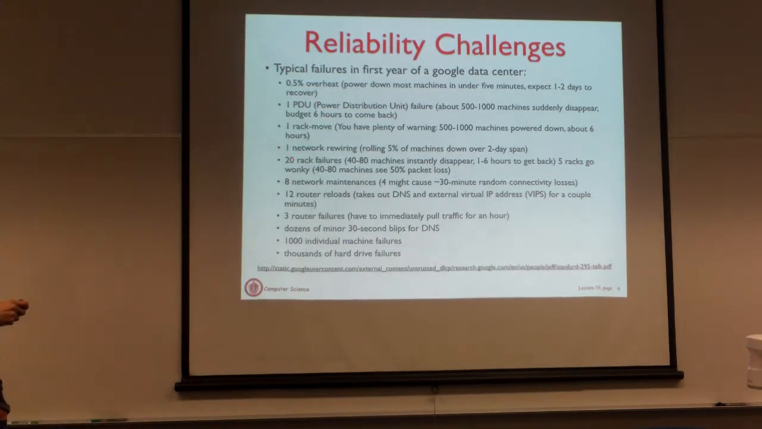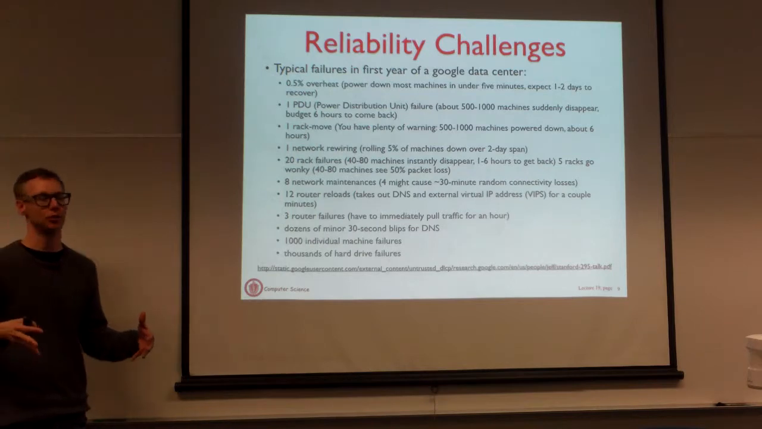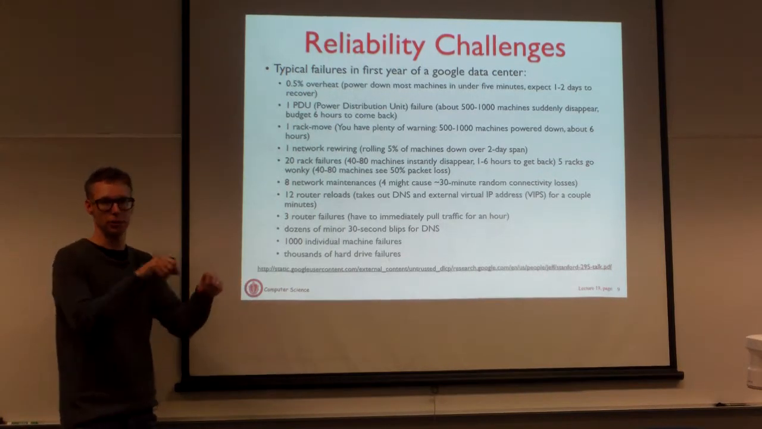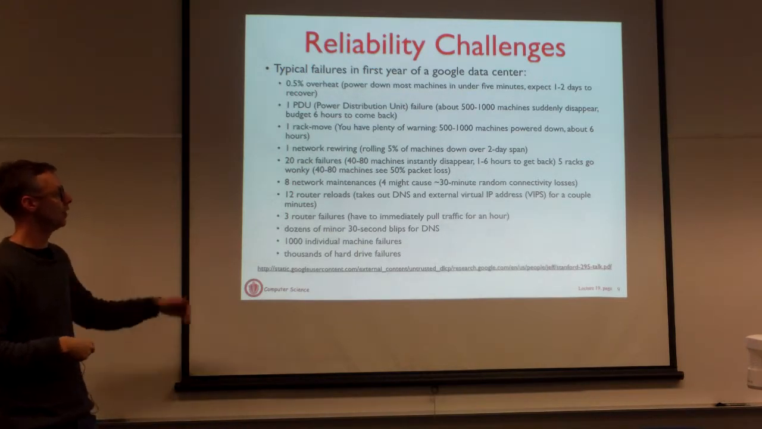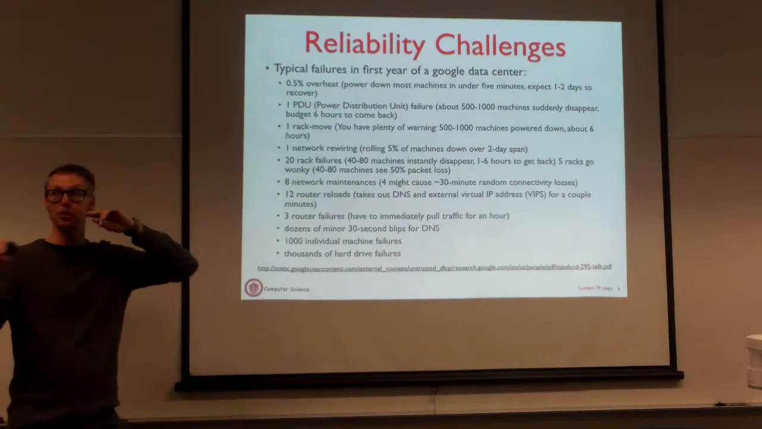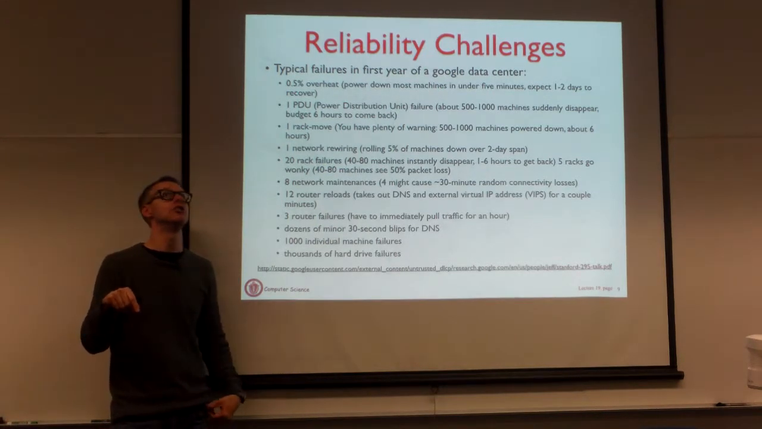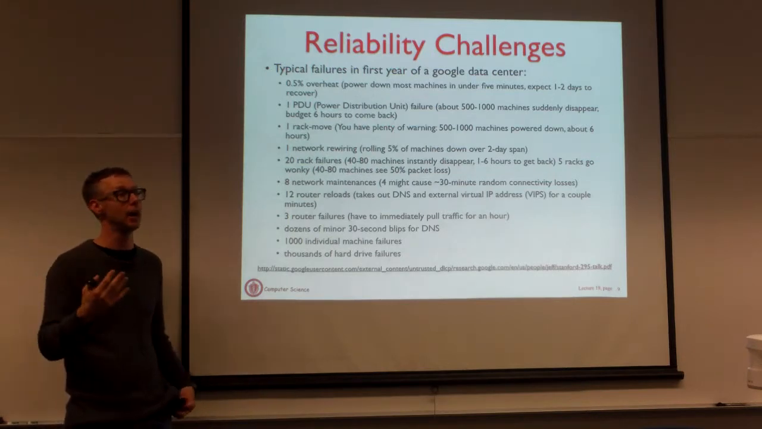Overheating. Some percentage of them will overheat due to imbalances in the cooling infrastructure. One PDU failure for about every 500 to 1,000 machines. A PDU, power distribution unit, is like a power strip, but an industry scale power strip, right? It's a huge thing, but it's just a power strip, so a bunch of plugs. You might have to move racks, which causes a bunch of machines to be powered down. The network might have to be rewired as you add machines. So that's some of the issues in data center networking.